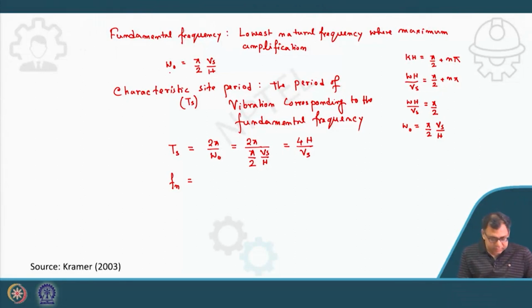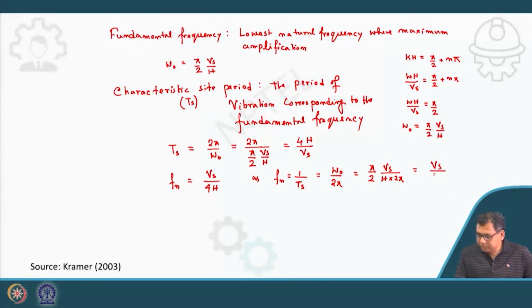Now, the fundamental frequency will be 1 by Ts, so that is basically Vs by 4h, as Fn is 1 by Ts. Or you can write it as omega 0 by 2 pi. Omega 0 is pi by 2 Vs by h, divided by 2 pi. So this pi will cancel, and this will be simply Vs by 4h.